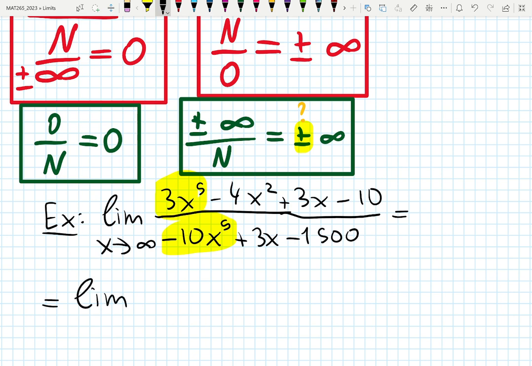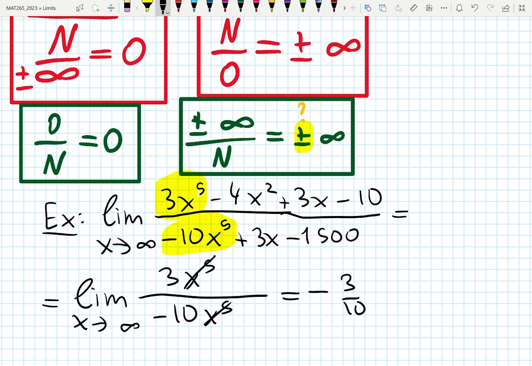So when you kick out everything else, you will have 3x to the 5 over minus 10x to the 5. Cancel out: minus 3/10. So the answer will be, and that's the terminology we use, the ratio of the leading coefficients if the powers are the same. And the powers are the same. That takes like 0.5 seconds to solve this problem. While the book tells you to do this division by the highest power, it's so long. So I'll teach you fast tricks on Wednesday, and you'll be solving homework fast, and exams too. I will see you on Wednesday.